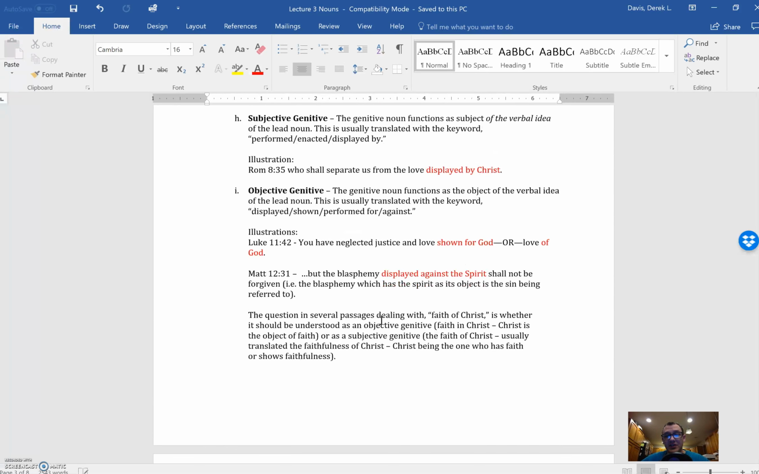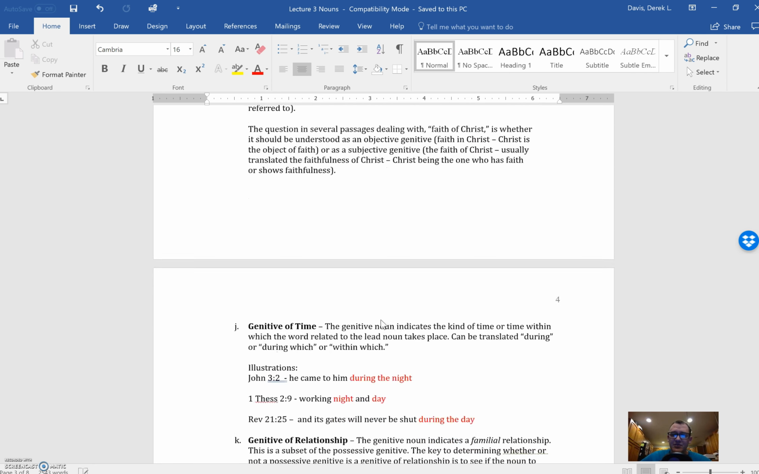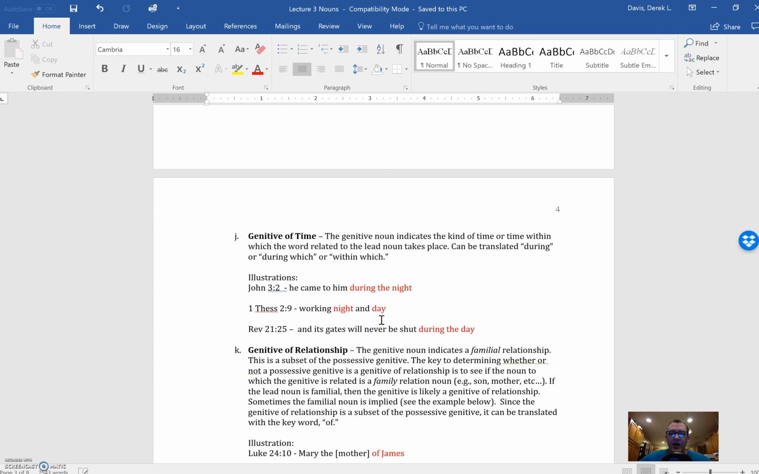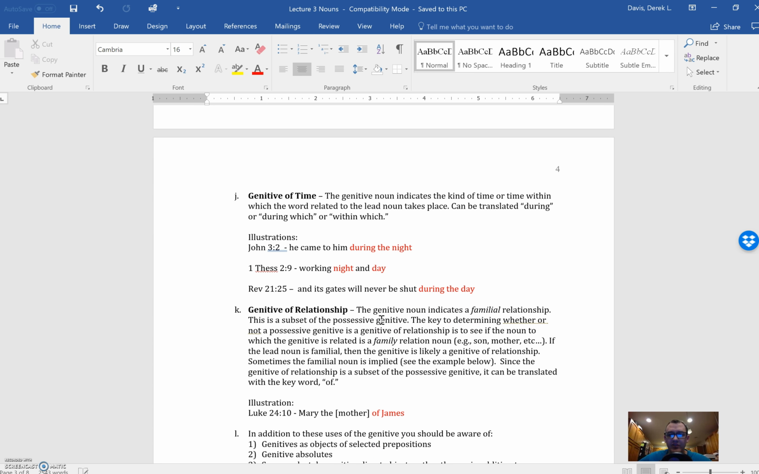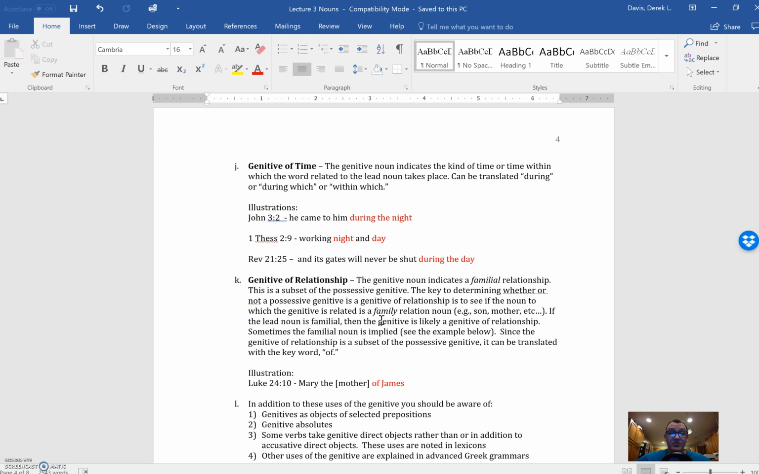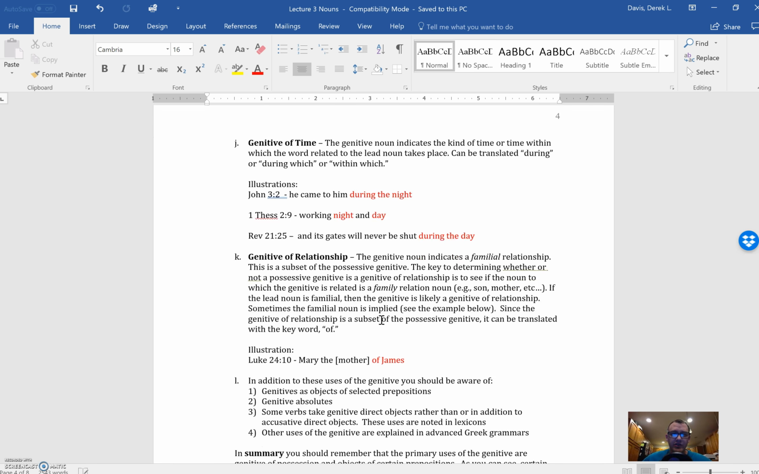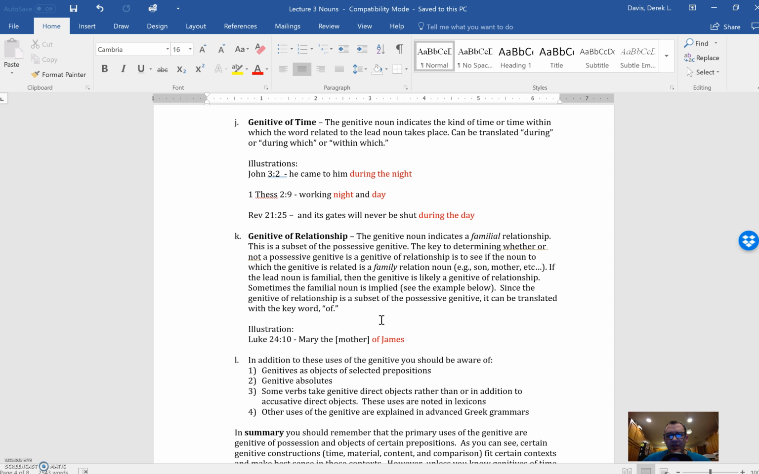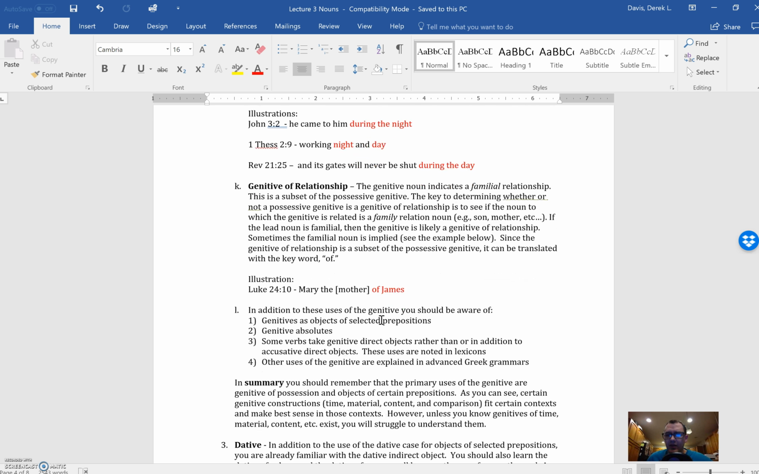These can be really tricky to delineate, and you'll have plenty of practice because they're extremely important in a lot of debates that are going on in the scholarly world, and they make a lot of difference in a lot of Pauline documents for translation. The genitive of time and relationship, I'm just going to let you go over those. They're pretty straightforward.